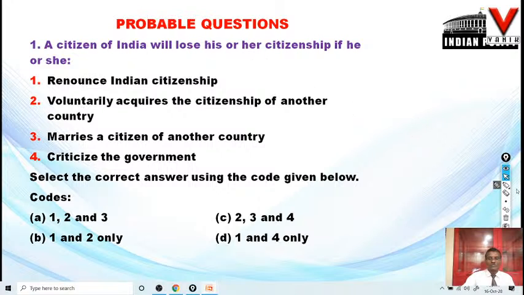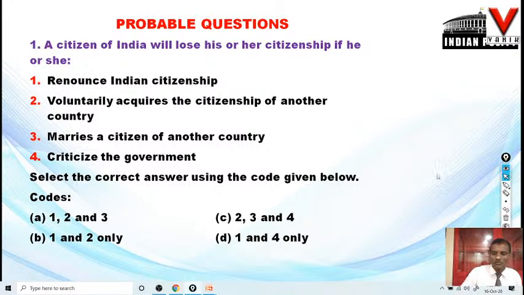A citizen of India will lose his citizenship if he renounces the Indian citizenship, yes. If he voluntarily acquires citizenship of another country, yes. Marrying a citizen of another country, no. And criticizing the government, no. So that is 1 and 2 only, because by marrying a citizen you will not lose citizenship unless you want to. Criticizing is also not there. So the answer is B.